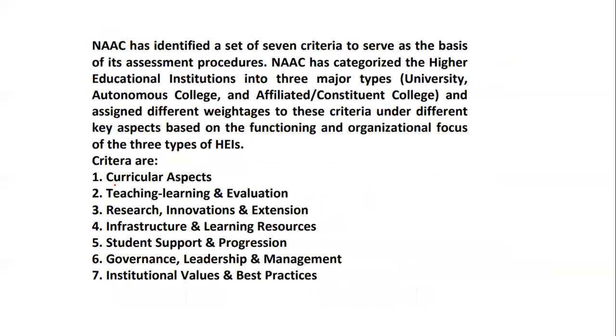Let's have a look at the NAAC. NAAC has identified a total of criteria. Remember that sometimes they will just give you the number. NAAC has identified 7 criteria on the basis of the assessment procedure. It has categorized higher educational institutions into 3 main types: university, autonomous college, and affiliated colleges. It has assigned different weightages to different criteria based on the key aspects. The focus is on the various criteria listed below.